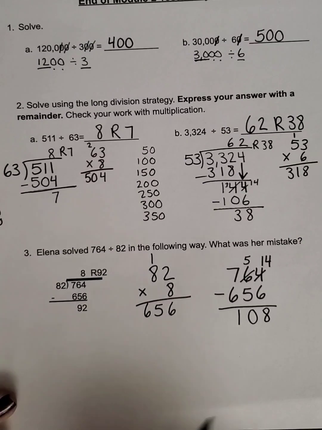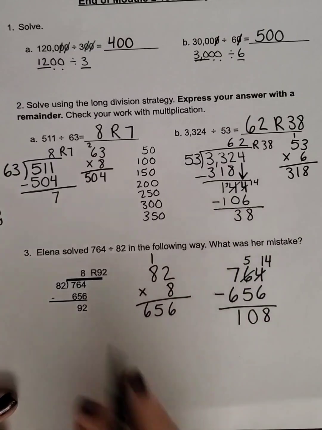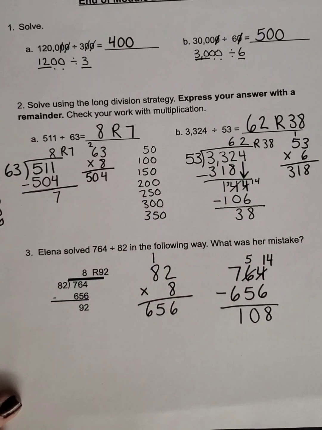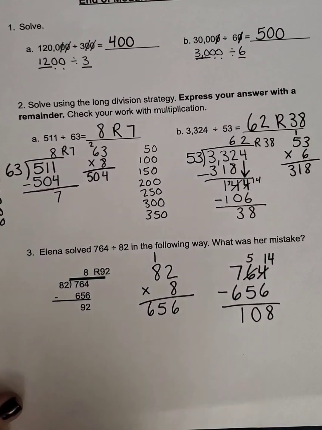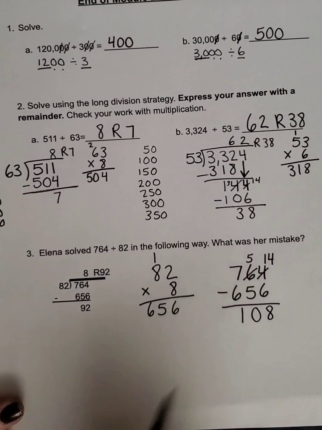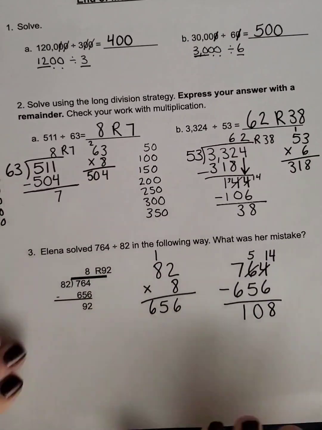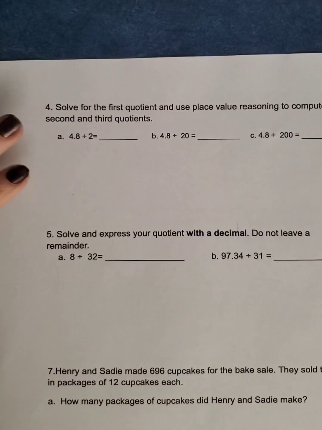Okay? So that is her mistake, and that's what I would write out. Like she messed up on her subtraction. She did not unbundle. And I know that the real difference should be 108 for the remainder. Something like that should be what I write here. Okay? On the back, we have number 4.